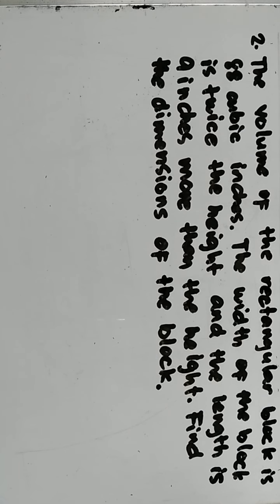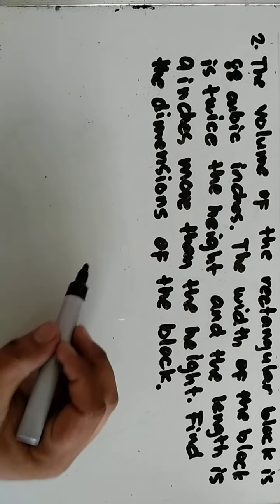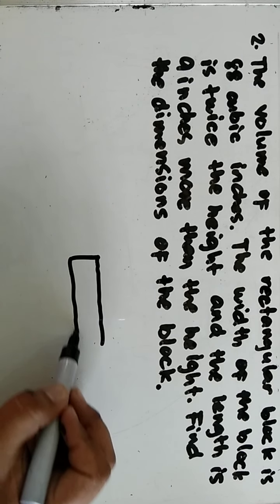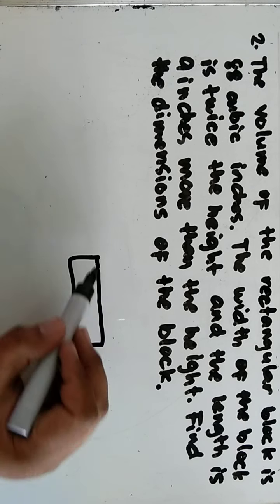Okay, for number 2 problem, kahalintulad ito ng number 2. So, sabi dito, the volume of the rectangular block is 88 cubic inches. The width of the block is twice the height and the length is 9 inches more than the height. Find the dimensions of the block. So, i-illustrate muna natin.